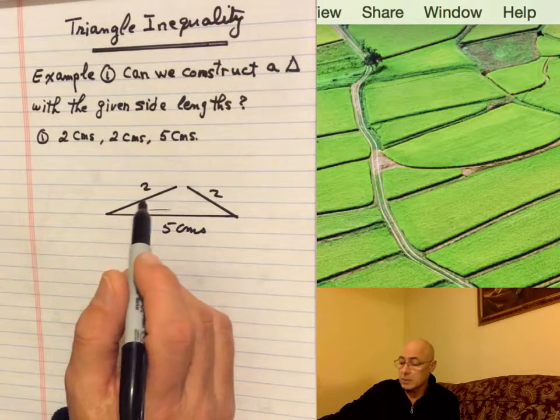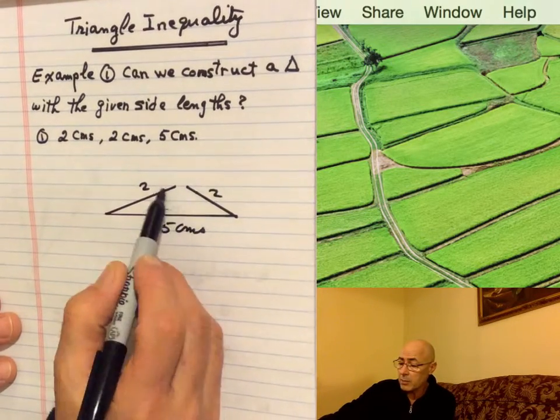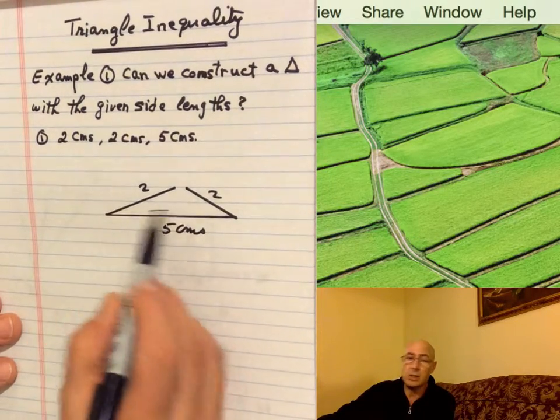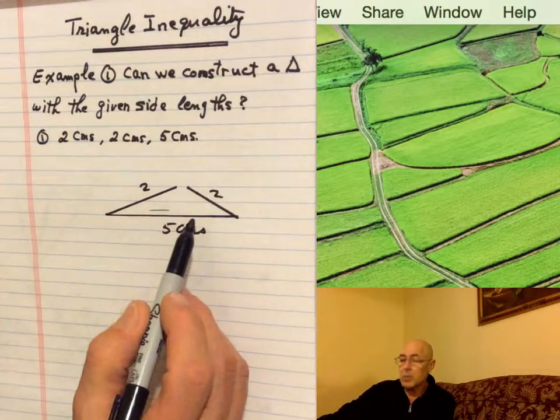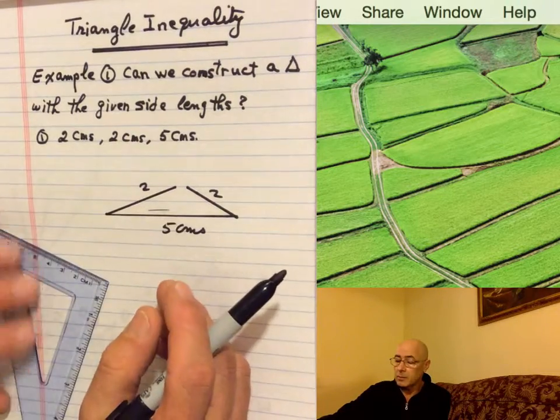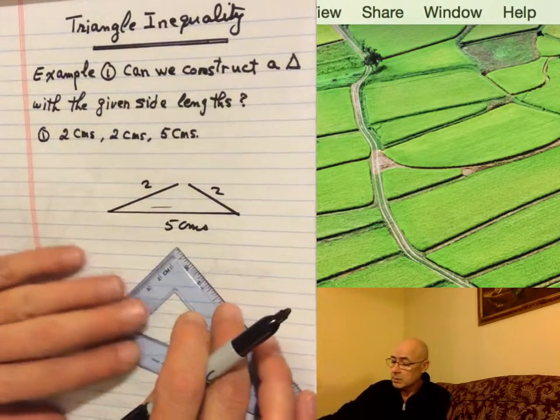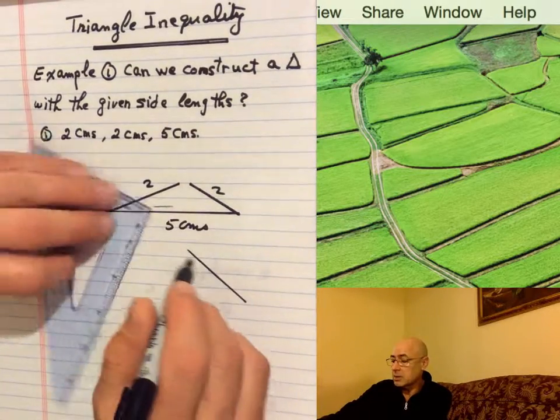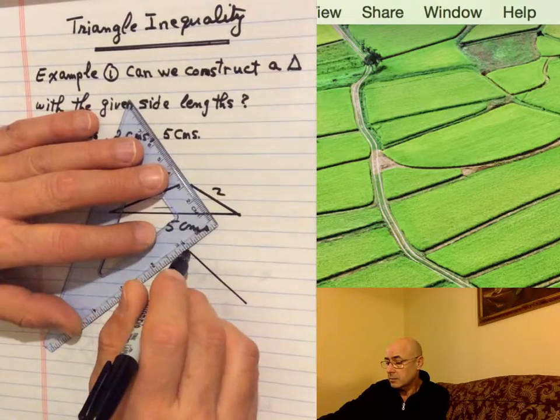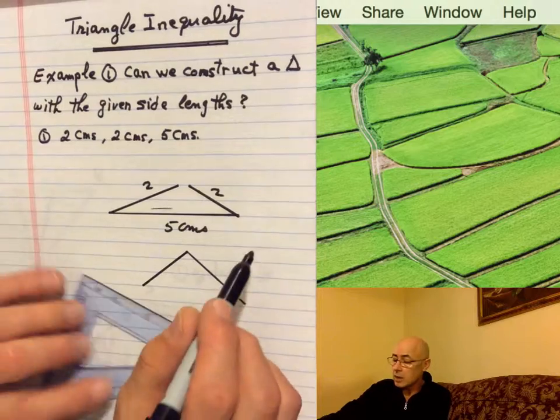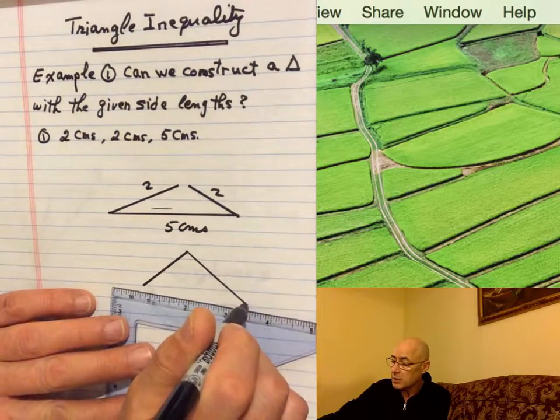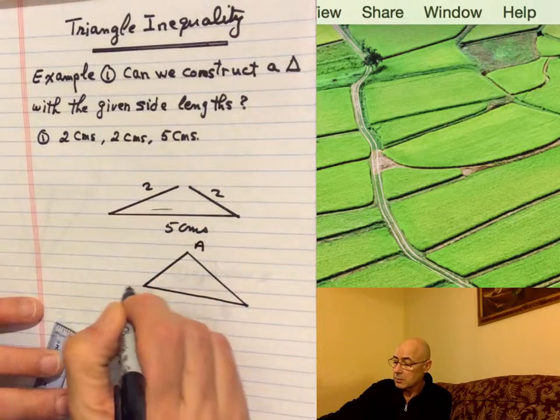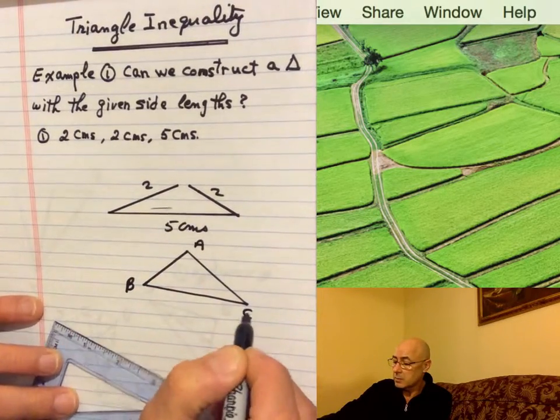What I'm talking about is this. The sum of these two sides has to be more than this one side by itself. That's what we call the triangle inequality. So if I have a triangle ABC, the sum of any two sides of this triangle has to be greater than the third side.